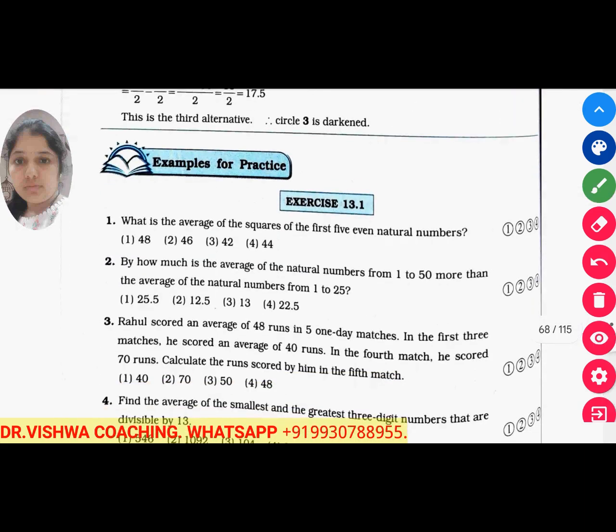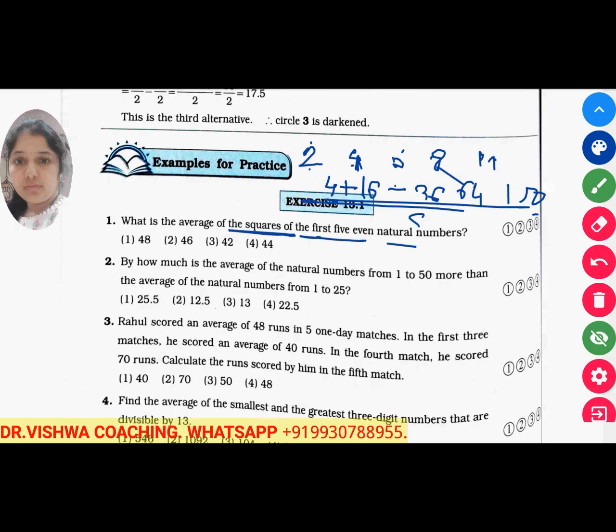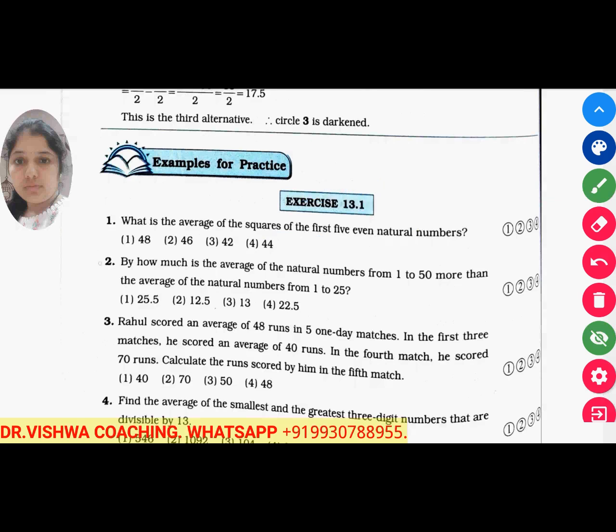Now see, what is the average of squares of first 5 even natural numbers? So what are the first 5 even numbers? 2, 4, 6, 8 and 10. Now you have to do the square of 2, which is 4, plus the square of 4, which is 16, the square of 6, which is 36, the square of 8, which is 64, and 100. You have to add all of them and divide by 5. So you will get your answer as 44.